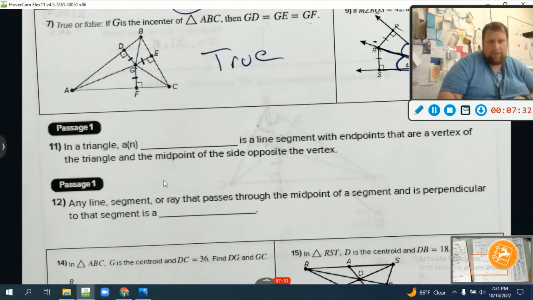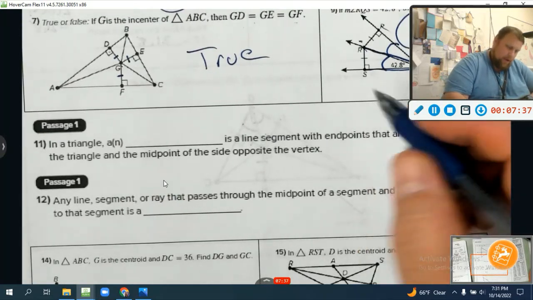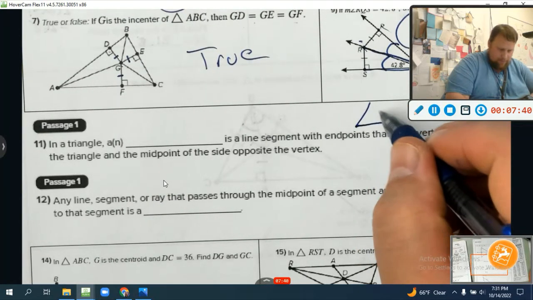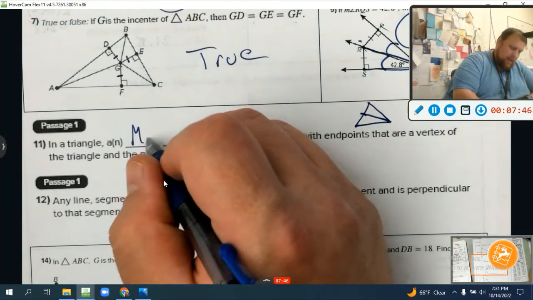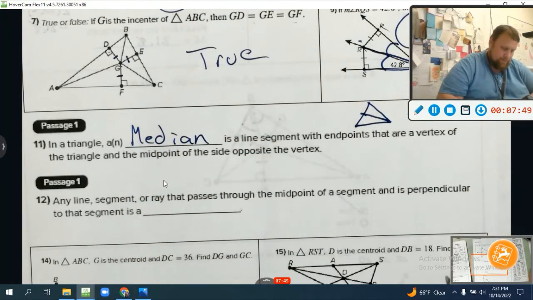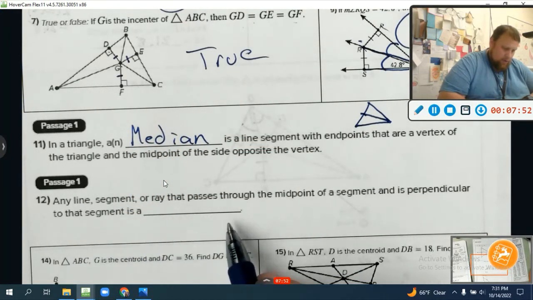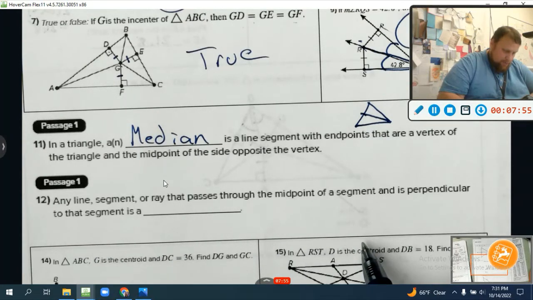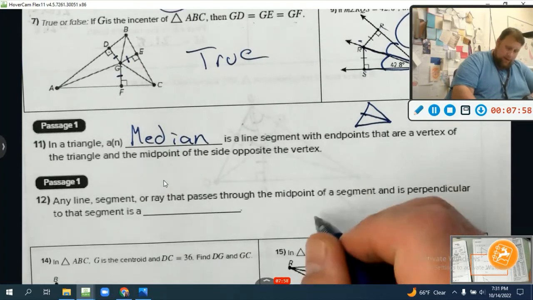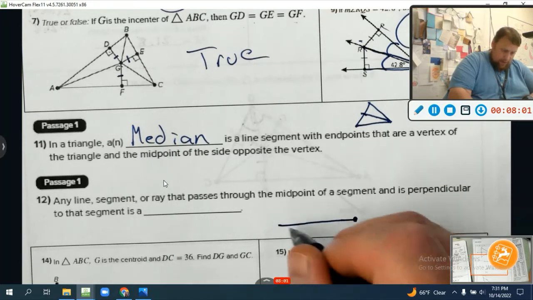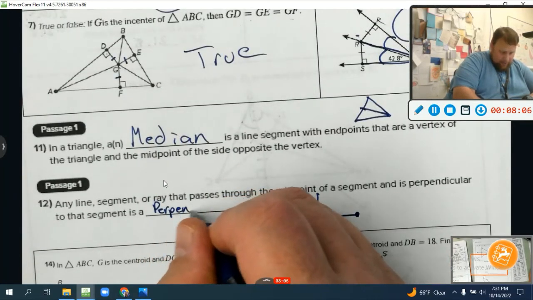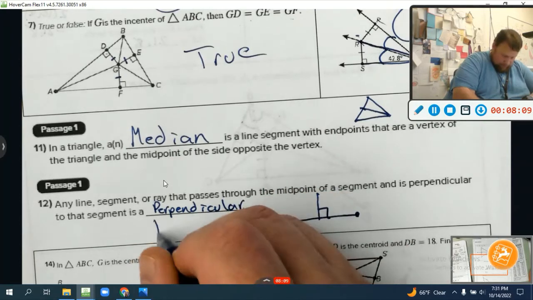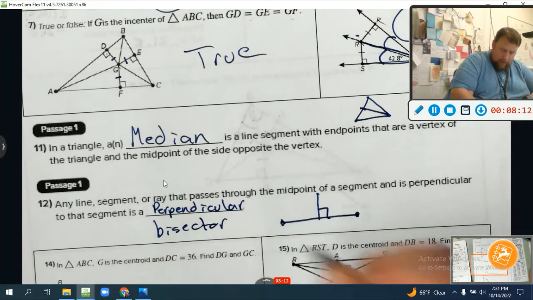In a triangle, ooh, vocab, know your vocab. A blank line is a segment with endpoints that are on the vertex of the triangle and the midpoint. So, in other words, if we have a triangle, it starts from the vertex and it goes to the middle, that's called a median line. A median line. Any line segment or ray that passes through the midpoint of a segment and is perpendicular to that segment, well, that means here's a line segment, passes through and is perpendicular. That is a perpendicular bisector.